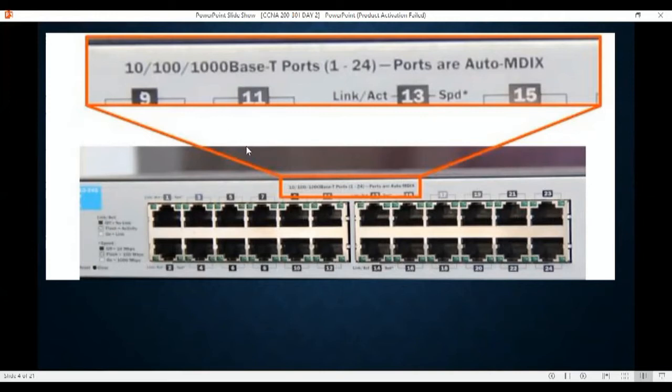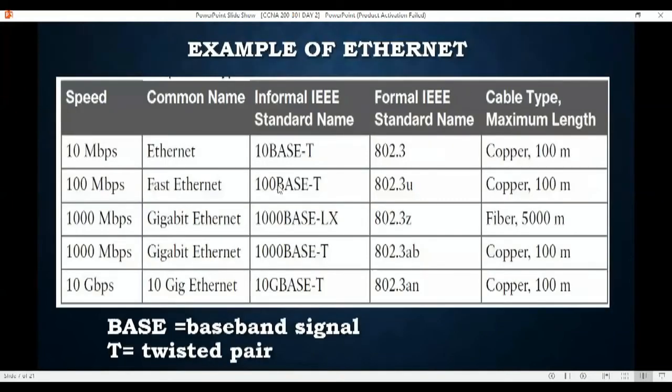So which means if you have 10 base T, it will work. If you have 100 base T, it will work. If you have 1000 base T, it will also work. That's what this is telling you. So an Ethernet cable with the speed of 10 Mbps is called Ethernet. The common name that we call it is Ethernet, and the IEEE standard name is 10 base T.